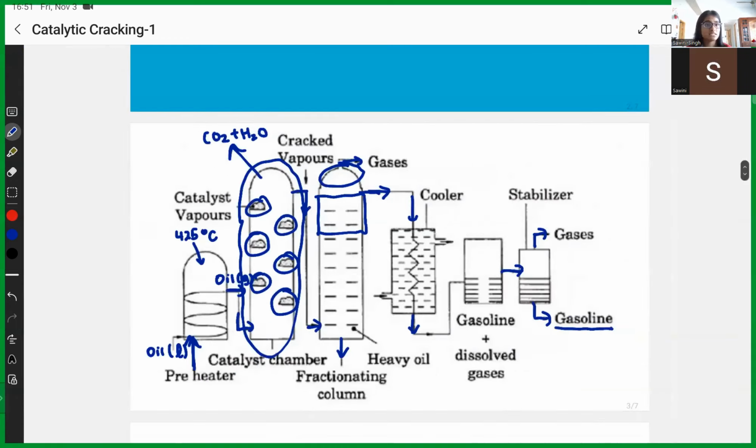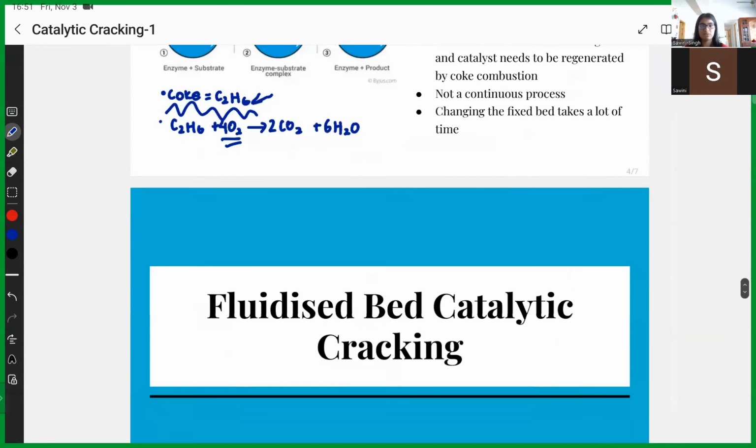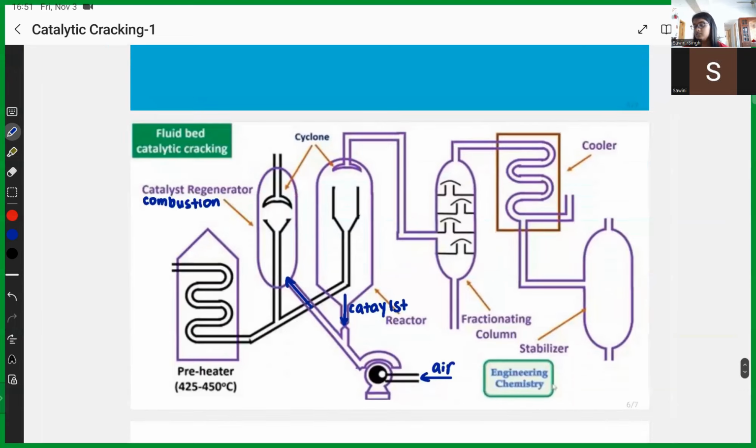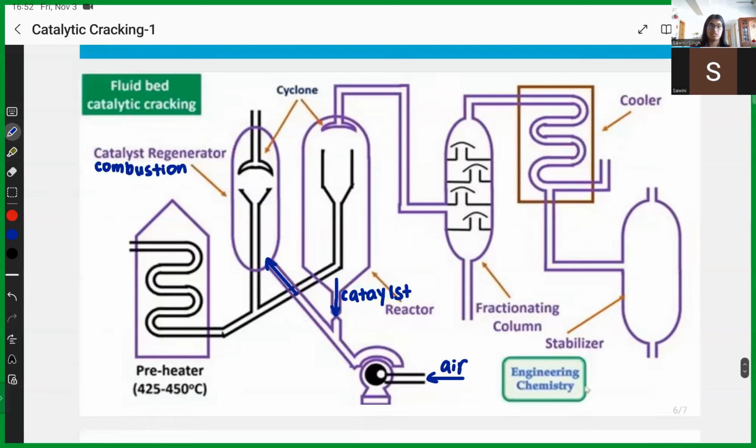So since this process can take a long time, Donald Campbell thought, is there a way I can make this process quicker? And the answer is, of course, very simple. Otherwise, I wouldn't be doing this project. There is a way, and that way is the fluid bed catalytic cracking. Now, this method is very similar to the fixed bed, except instead of just a catalyst chamber, there is a catalyst chamber and a catalyst regenerator. And this is how we make our process a continuous process.